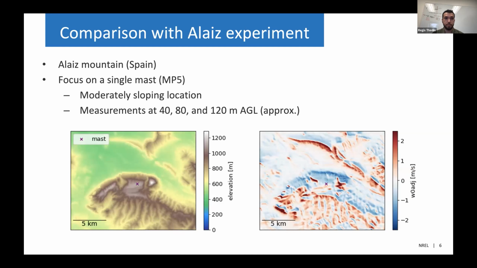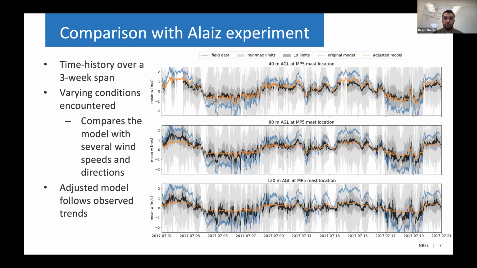Now moving on, comparing with the LS experiment, we focused on a single mast shown on these plots with the purple cross there. We focused there because it's a good terrain area, it's a good region, and we have measurements. This is a reference mast that is 120 meters high. So we have vertical velocity available up to 120 meters, which makes a very good data set to compare. And this is some of the comparisons.